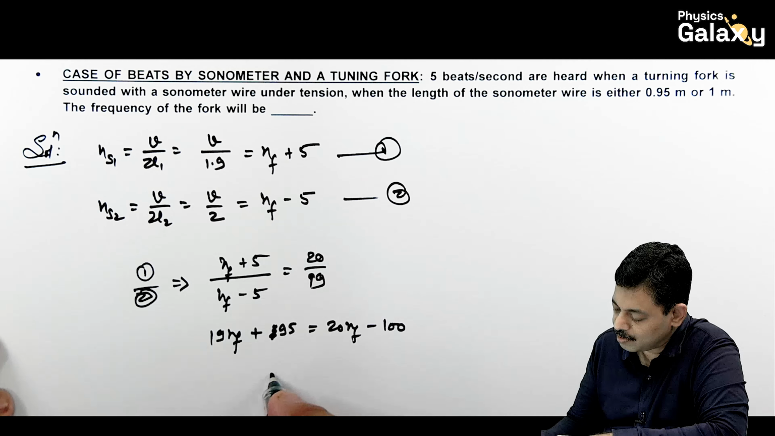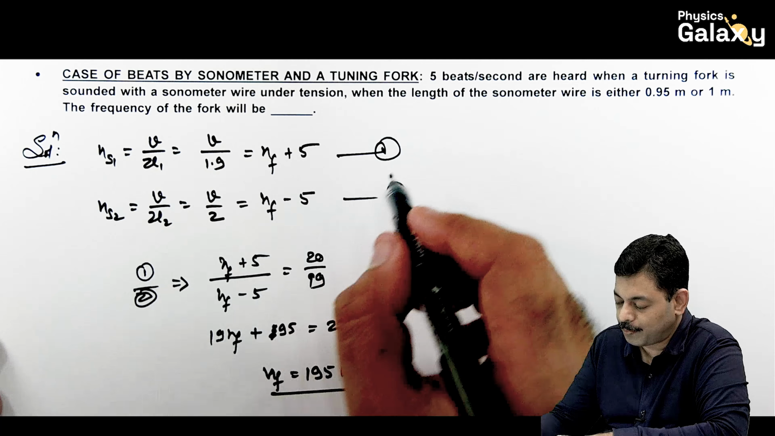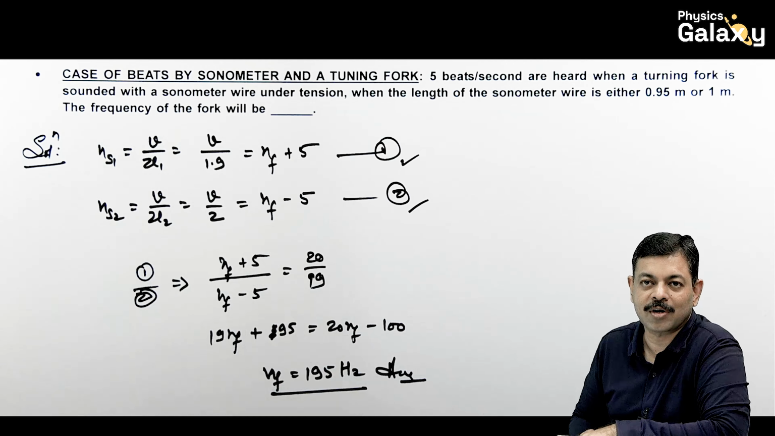Simplifying, this is giving us NF equals 195 Hertz. Directly we are getting the result. Calculation has to be done carefully, but the approach is the same: make two equations, and directly you are getting the result.